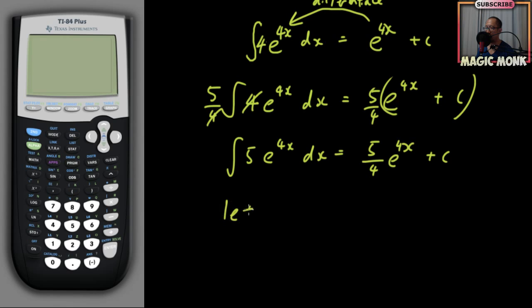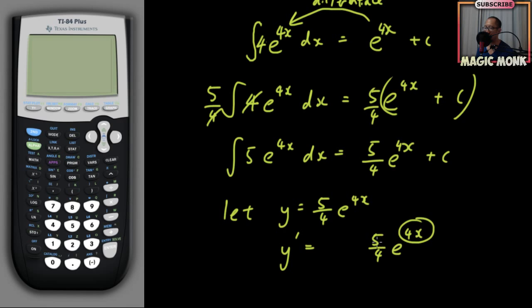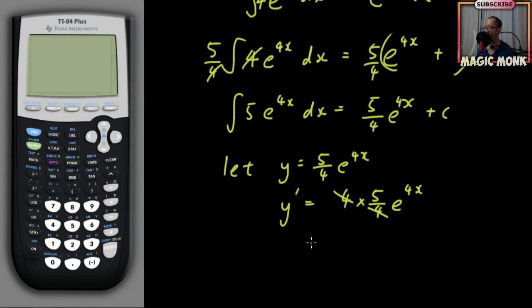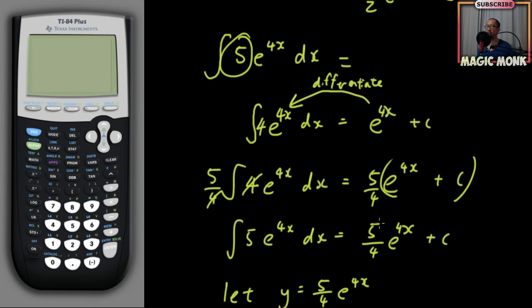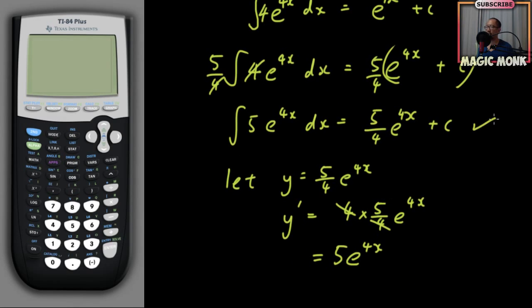Okay, now if you don't believe me, you can try differentiating it. So let y equal 5 over 4 e to the power of 4x. If you differentiate it, you copy down 5 over 4 e to the 4x, and then you multiply by the derivative of the inside, which is a 4. So the 4 at the front and the 4 at the bottom cancel each other out. So it's 5e4x, which is what we wanted. So this is the answer.